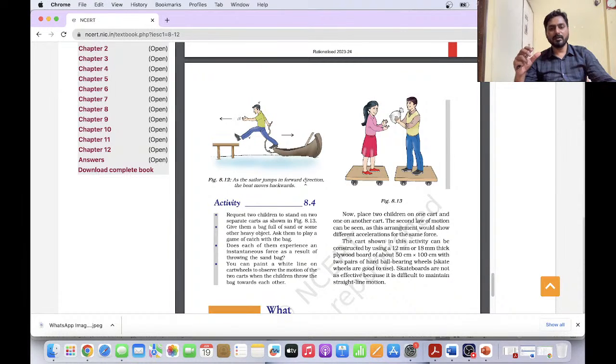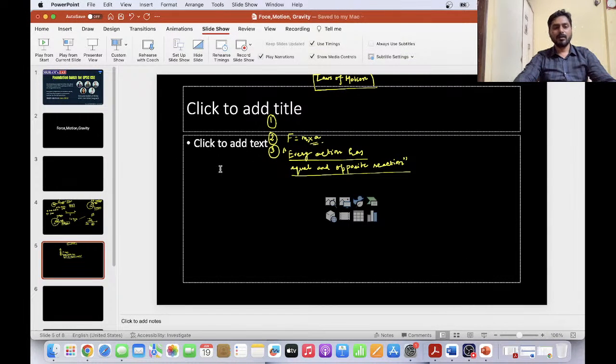Even when you are rowing on a boat like this, when you are using a paddle, what is happening is you are pushing the water behind and that water is pushing the boat ahead. So this is the application of Newton's third law of motion.